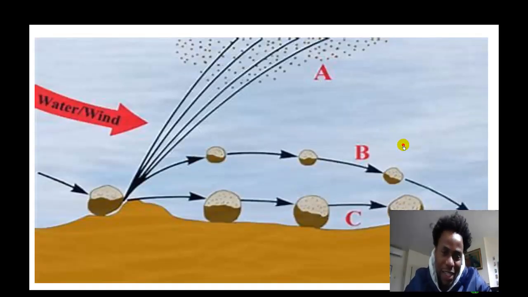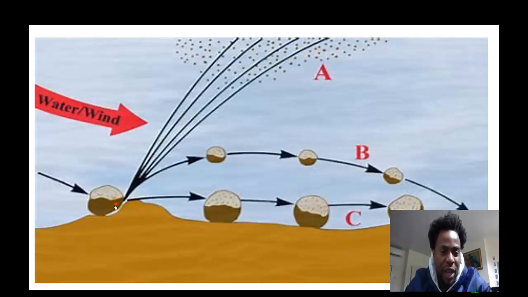So let's answer these here. Process C, what do you think process C stands for here? C obviously is being dragged along the floor, that is traction. What do you think process B here? Process B is bouncing off the ground and then hitting the ground again, that is saltation. And then process A is constantly above the ground, that is suspension.